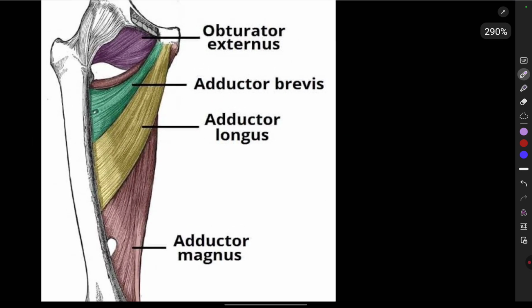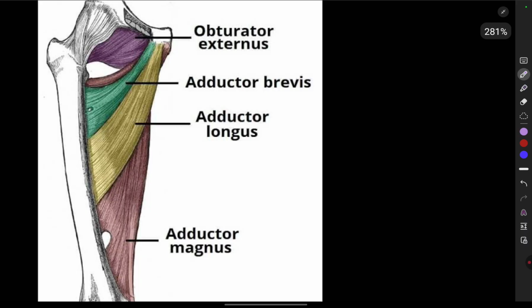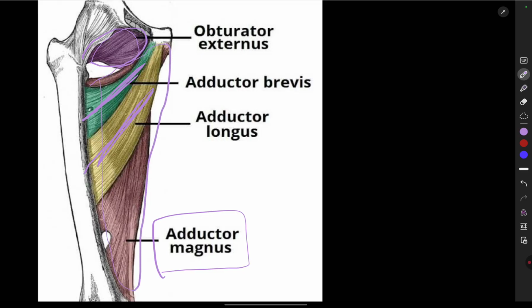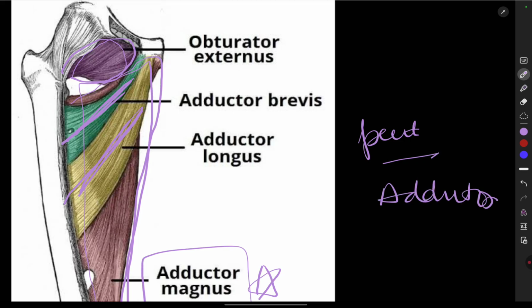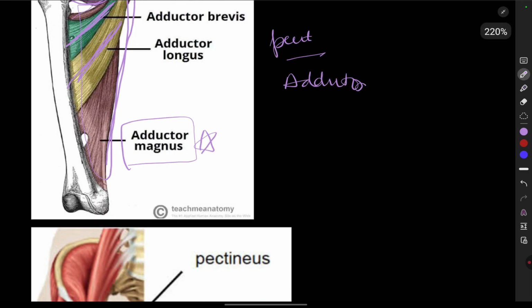So see, here is a diagrammatic view. They have used different colors to show the muscles. This is the obturator externus, this is the adductor brevis, this is the adductor longus, and this is the adductor magnus. Whatever you see from here till here is the adductor magnus. It is the largest muscle in the medial compartment of the thigh, and the pectineus is not seen here because it is behind the adductor brevis and adductor longus. So it is not seen here.